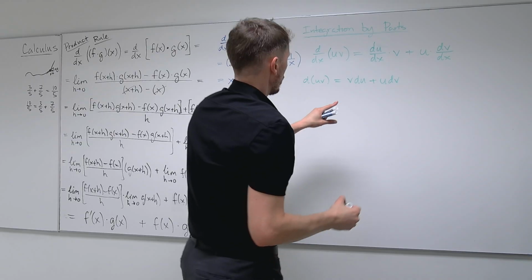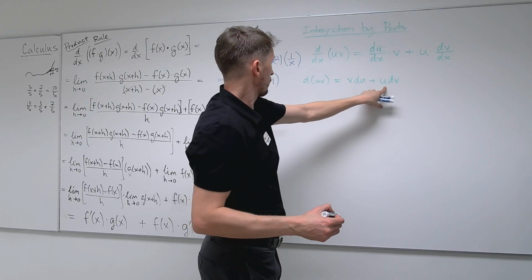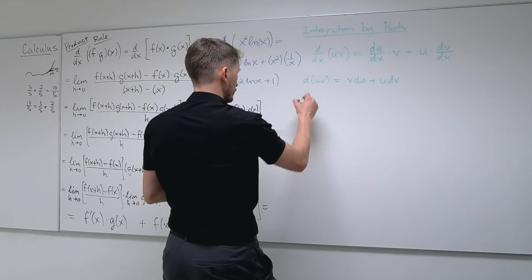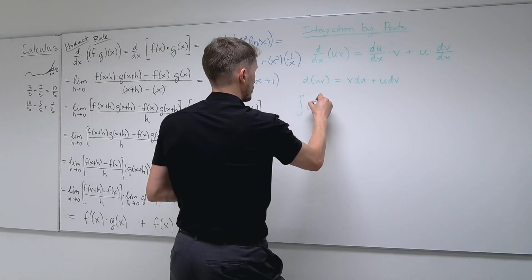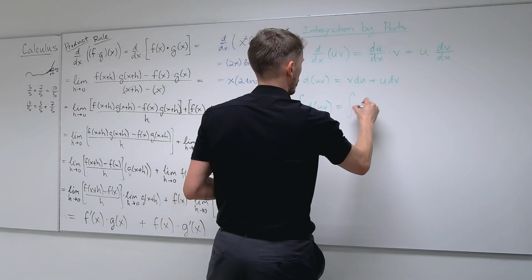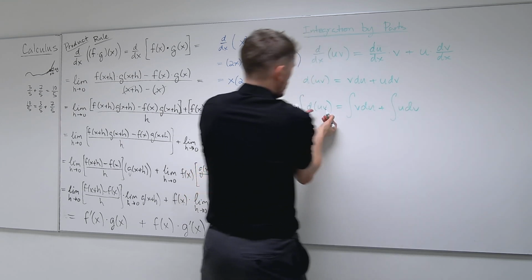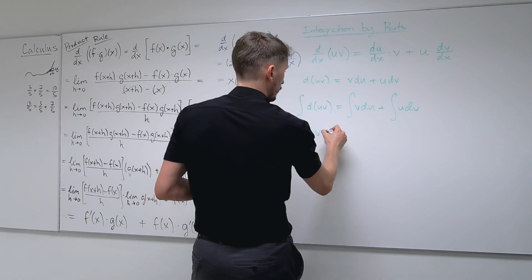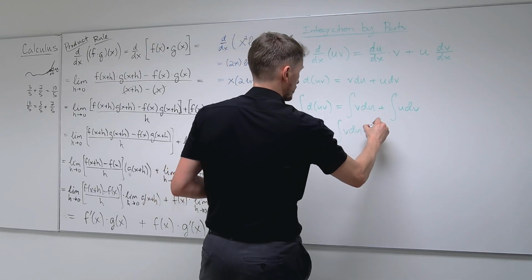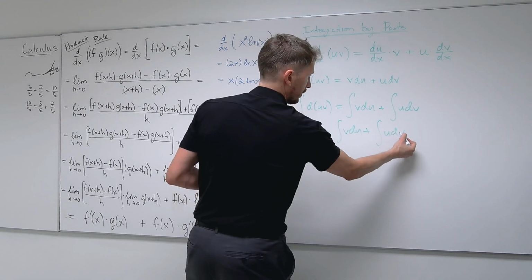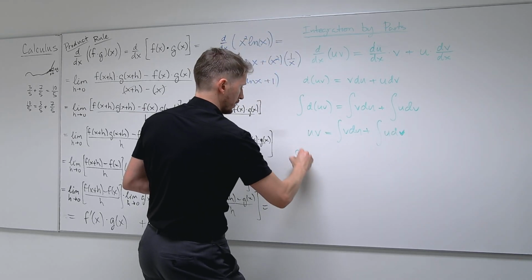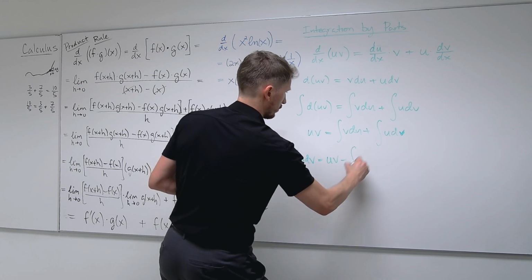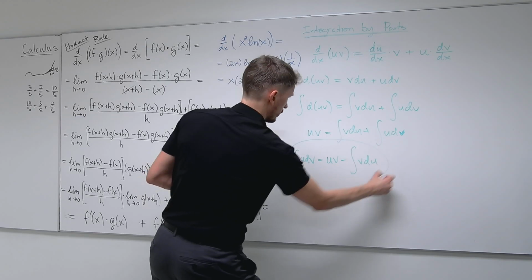And then what happens? Let's solve for that. Actually, we can integrate both sides first if you want. When you integrate everything, basically anti-differentiate everything, this becomes the integral of v du plus the integral of u dv. This is just uv. We're basically taking the derivative of uv and anti-differentiating it. That's the idea, right? So uv equals the integral of v du plus the integral of u dv. Now, if you solve for the integral of u dv, it equals uv minus the integral of v du. And that is right there, integration by parts.